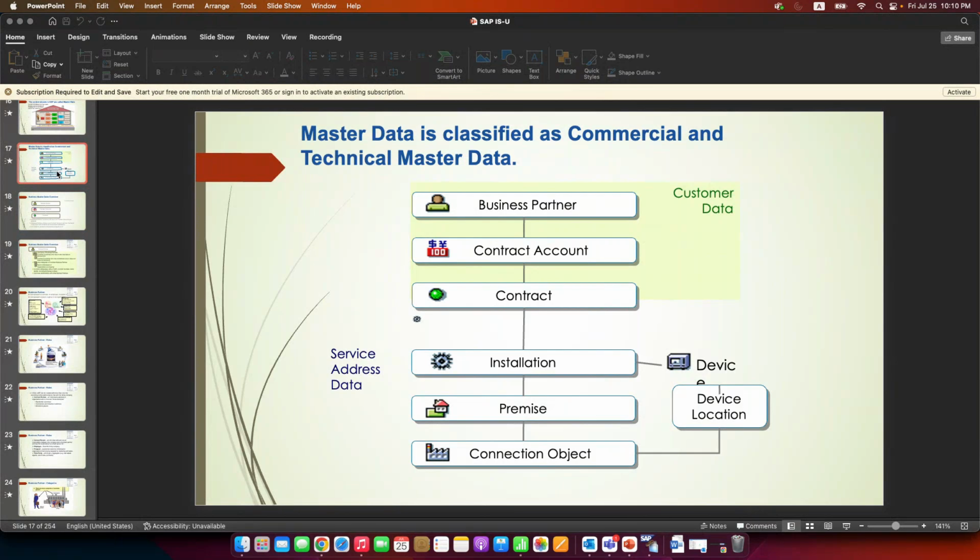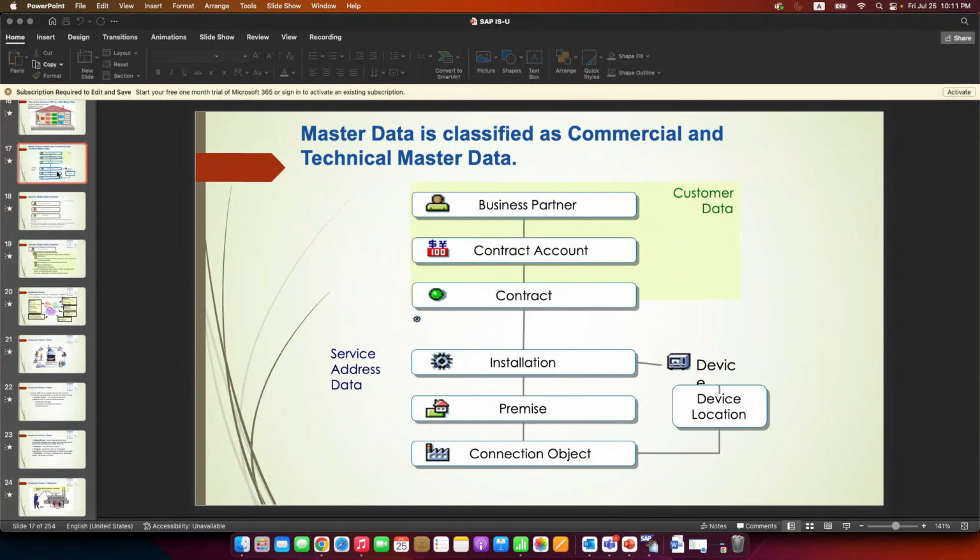Business partner, of course, we'll do in detail, but for now, the name itself is saying a partner. So when you say partner, he could be your customer, he could be your employee, he could be your installer, he could be a technician or field staff, or he could be your vendor, or other service providers, competitors. That's the reason we say business partner.